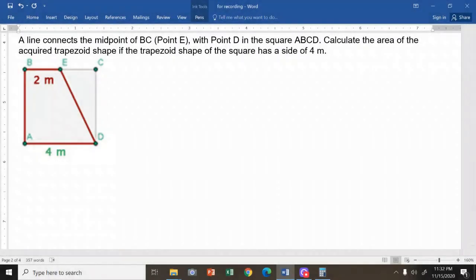So, this time, let's try this example. A line connects the midpoint BC. So, ito yung BC natin. So, ito yung ating midpoint, E. With point D in the square ABCD. So, ito po yung ating square na ABCD. Ayan. So, calculate the area of the acquired trapezoid shape if the square has a side of 4 meters.